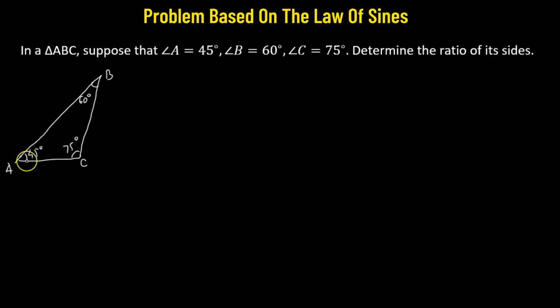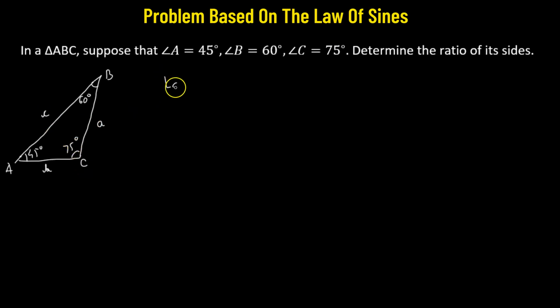The side opposite to angle A, which is 45 degrees, will be BC. We're going to represent it by the letter a. Then angle B, which is 60 degrees, the side opposite to it is AC. We're going to represent it by the lowercase letter b, and the third side will be represented by the lowercase letter c, and it's opposite to angle C, which is 75 degrees.